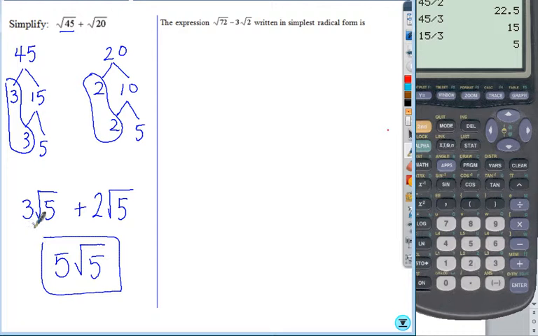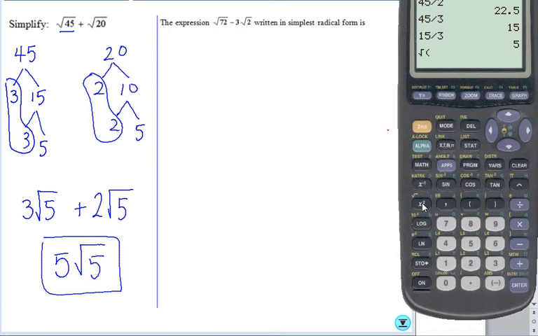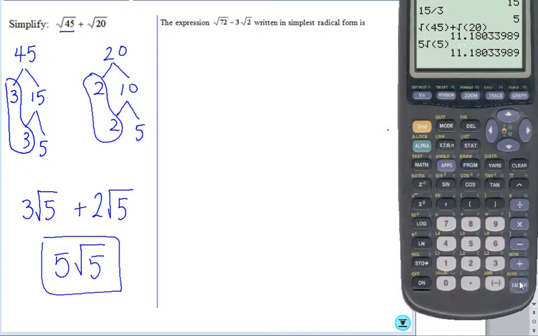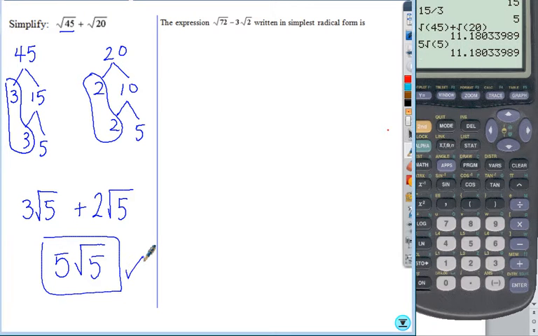All I had to do was add my 3 and my 2 to get 5 times the square root of 5. And then you can just check your answer over here. Second square root of 45, close parentheses, plus second square root of 20, close your parentheses. I get this irrational number, and I put my answer of 5 second square root 5, and I get the same irrational number. That means that this is correct.